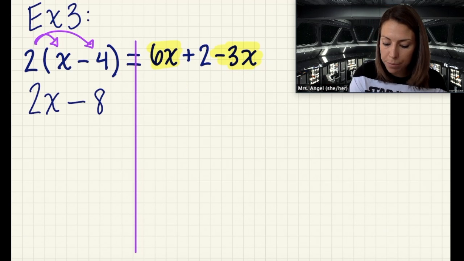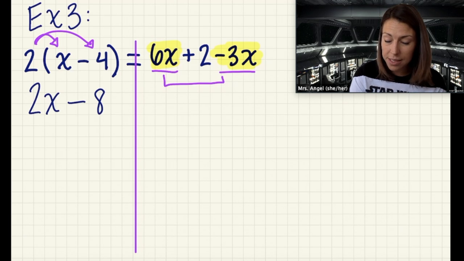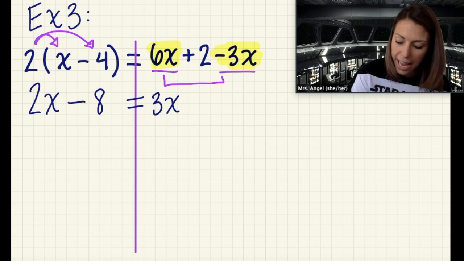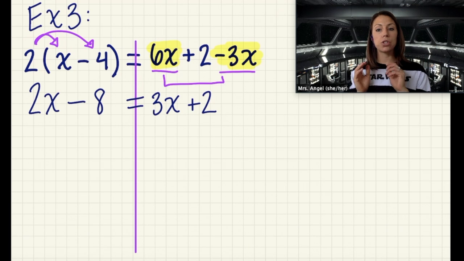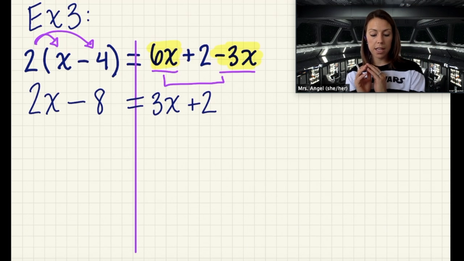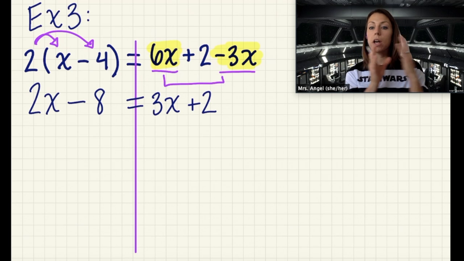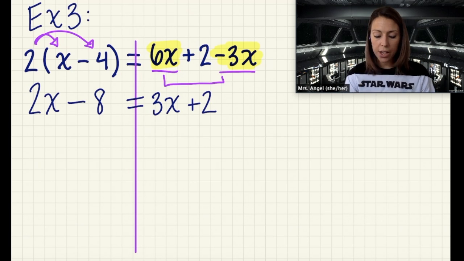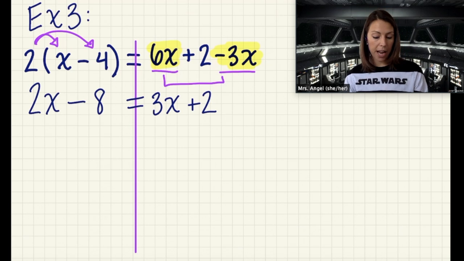So instead, I'm just going to combine them as I see them. 6x minus 3x is 3x. So we now have 3x left over and the plus 2. So now I have it down to 2 terms on the left and 2 terms on the right. So now I have options again. I could subtract 2x, I could add 8, I could subtract 3x, I could subtract 2.